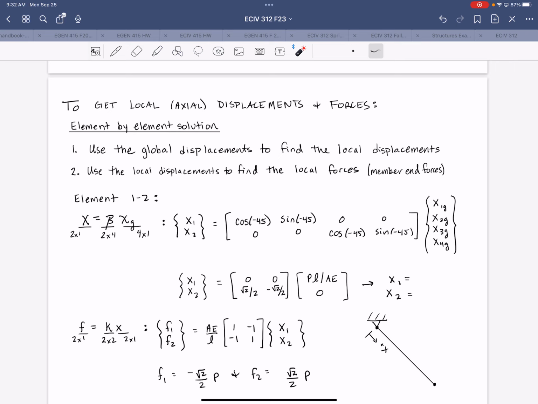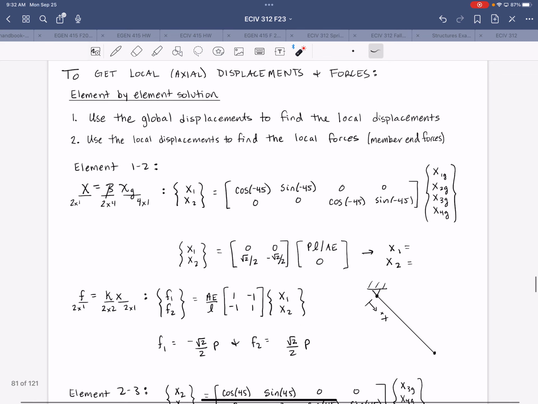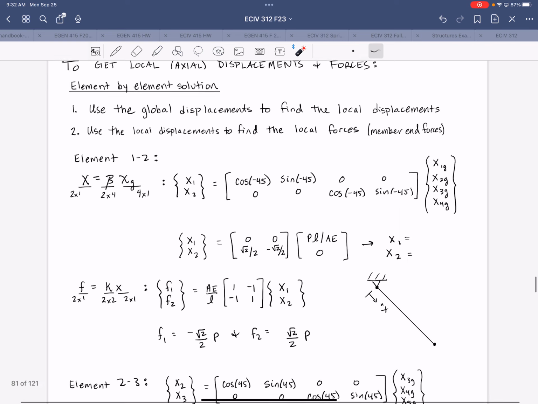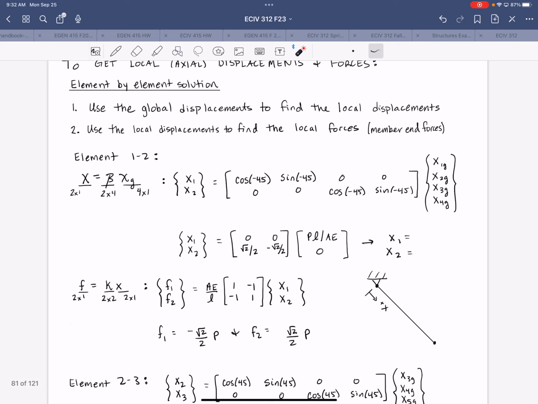So here, we have to go element by element, and we're going to take the global displacements to find the local displacements. So we'll start with the global displacements, right? The results from that first partition. Once we've found the local displacements, we plug them into the local element stiffness equation to get the internal forces. So we'll start with member 1-2, right? It's written out here. I think these notes are pretty complete. So I'll just make some notes on here, all right?